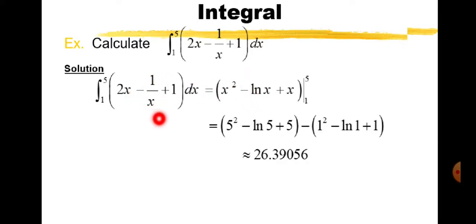Minus 1 over x. Integration of 1 over x is ln x. Integration of the constant 1 is x. Here there is no constant because we are dealing with definite integration. So there is no constant for the definite integration problems. So we can substitute x equals 5 here, 5 squared minus ln 5 plus 5, minus, substitute x equals 1 here. So we have 1 squared minus ln 1 plus 1, and the final answer is 26.39.